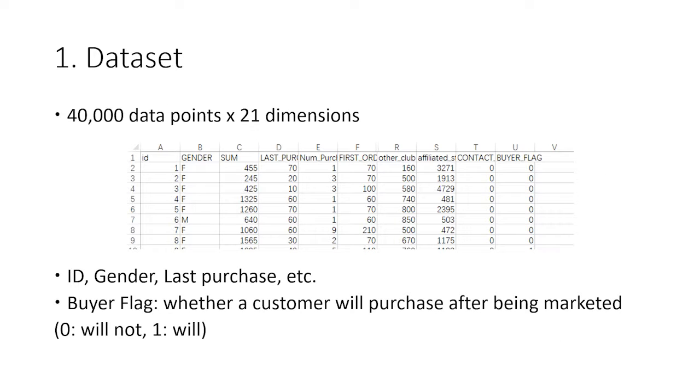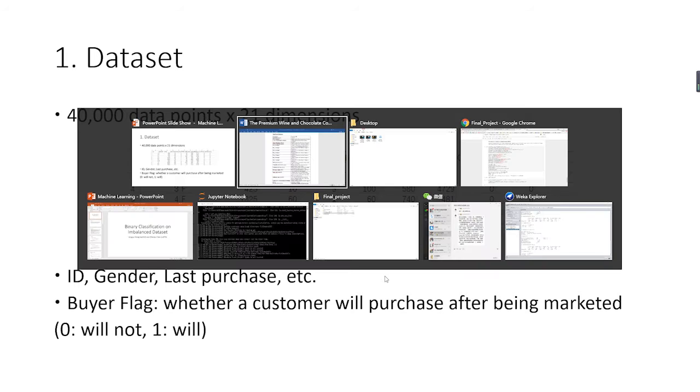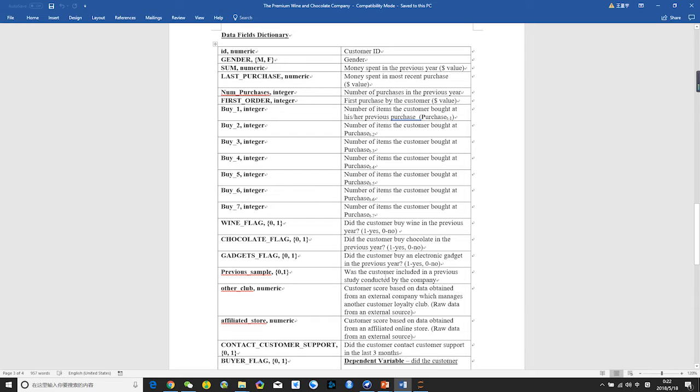First, let's look at the data set. As mentioned before, we are having 40,000 data points and 21 attributes. Here is a description of the attributes. You can take a look. The dependent variable, the Y of our dataset, is the buyer flag, which is really easy to understand. 0 means not purchasing and 1 means purchasing.